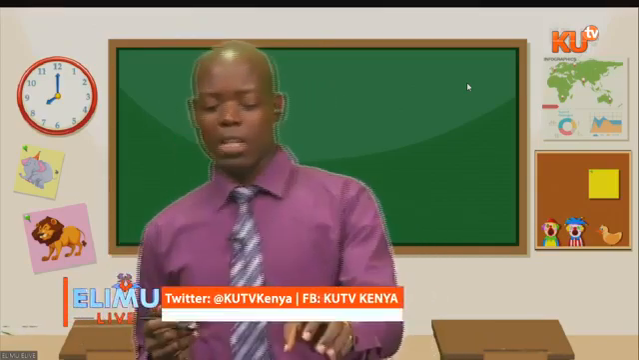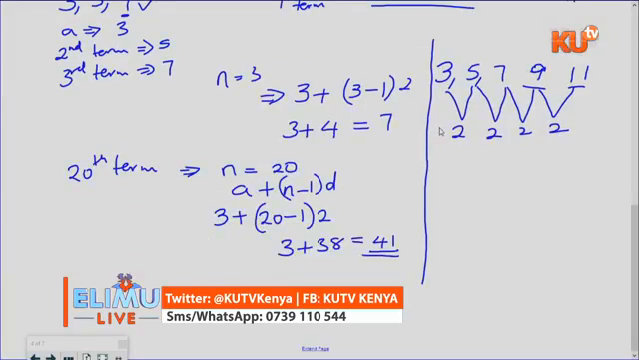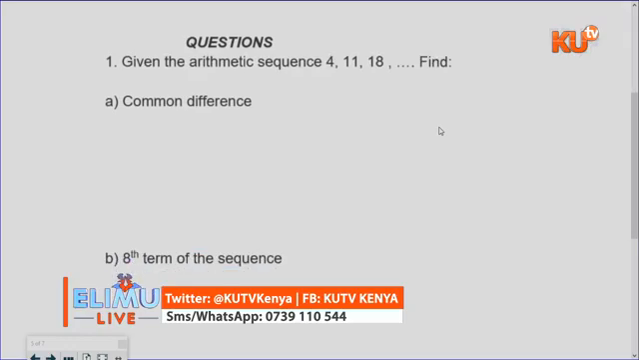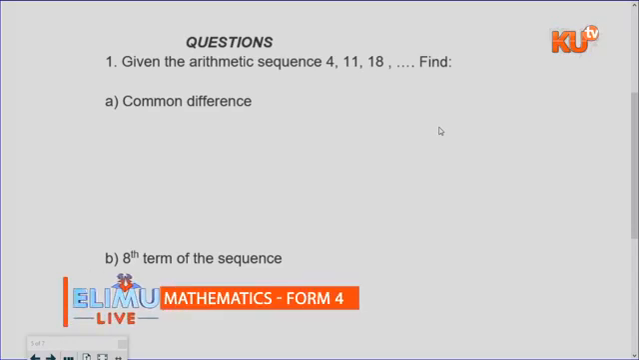Let's take more examples before we get to the next sequence. If we look at this case, you're told, given the arithmetic sequence 4, 11, 18, and so it continues, we find the common difference, and then part B, we determine the 8th term of the sequence.